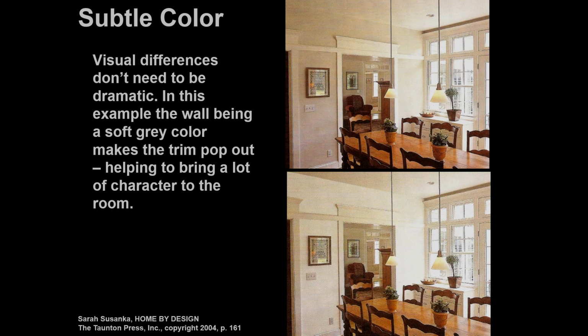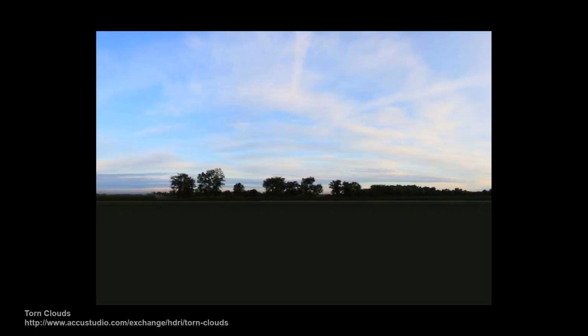Color doesn't have to be strong either. In this example, this wall is just a tad darker than the molding in the room. If it was all white, the molding wouldn't pop out. But by having that wall just a tad softer gray, just a tad softer color, all of a sudden it makes the molding in the room, which is a special part of the room, more defined.